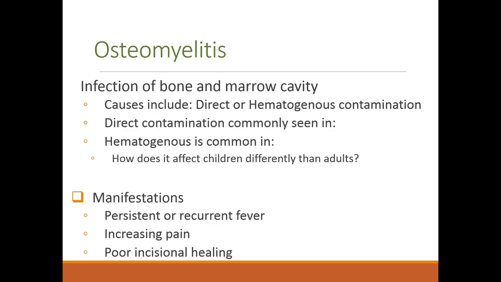Now, your book goes into chronic and acute osteomyelitis. I don't really go into all of that. We talk mostly about the acute type. But again, chills and fever. Often there's pain on movement in the affected extremity, loss of movement.